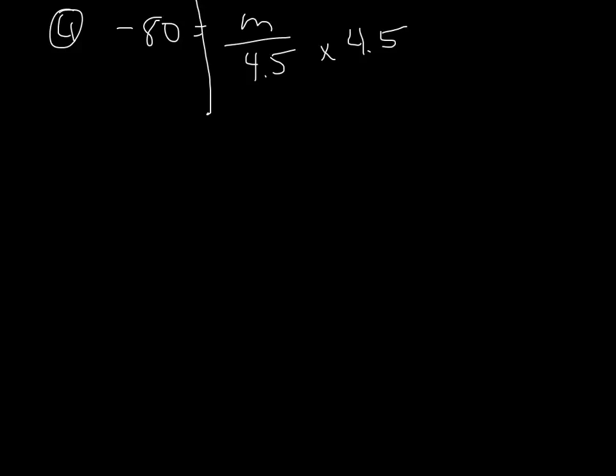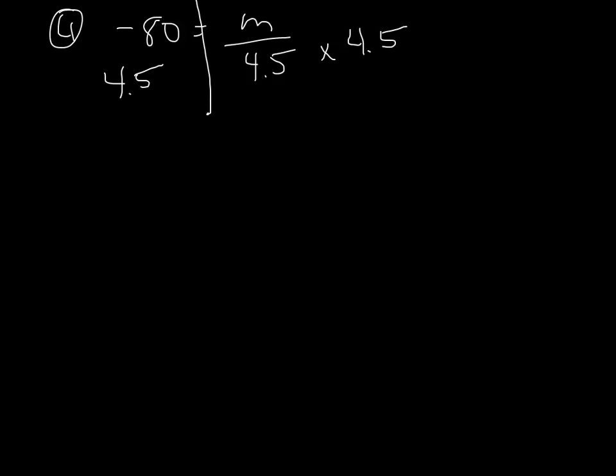Okay, the last one we're going to do, number 4, is negative 80 equals m divided by 4.5. Okay, so again, here's my barrier. I know I have m divided by 4.5 on the right side, or 4 5/10. So I need to multiply both sides by 4 5/10.